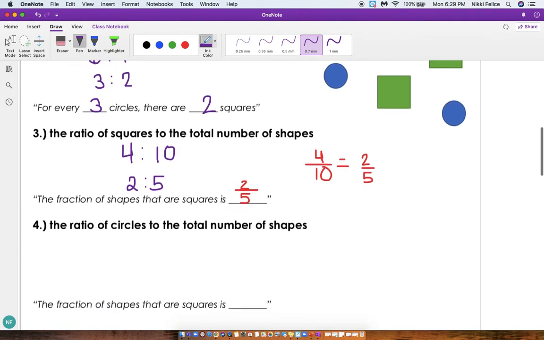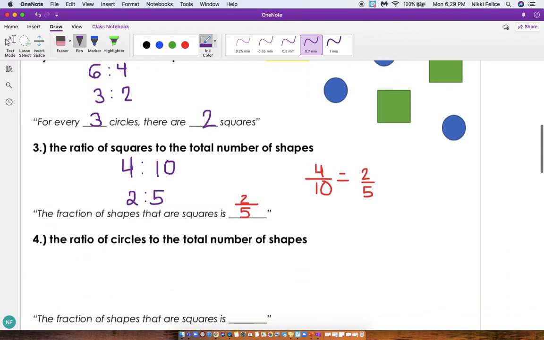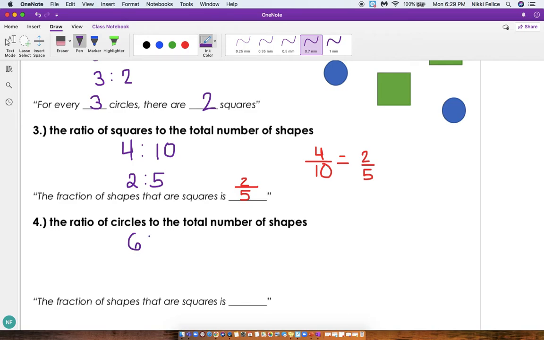Number 4, the ratio of circles to the total number of shapes. So we know there are 6 circles and there are 10 shapes in total. So the ratio of circles to the total number of shapes is 6 to 10. And when we simplify that, our ratio is 3 to 5, which means that the fraction of shapes that are circles is 3/5. Originally, this fraction was 6/10 because 6 out of the 10 shapes are circles, but we simplified to 3/5.